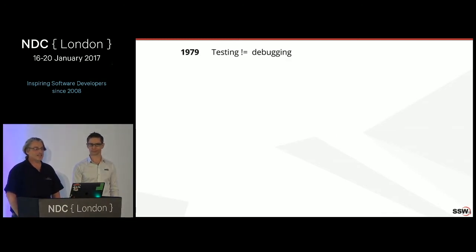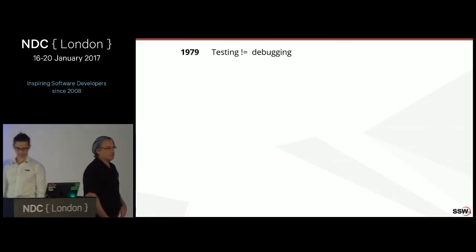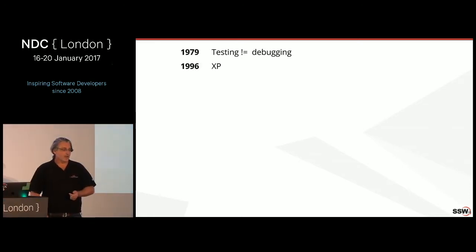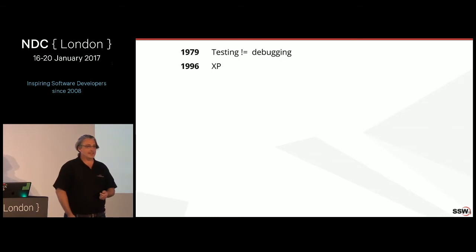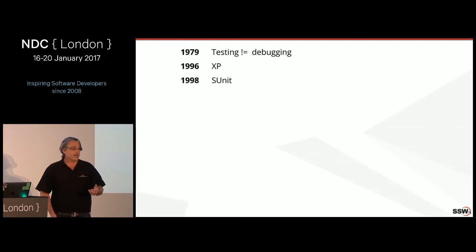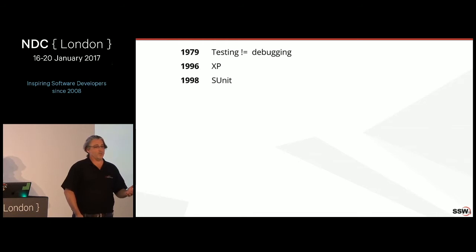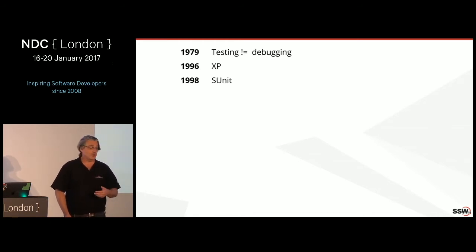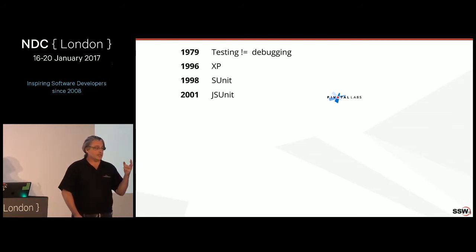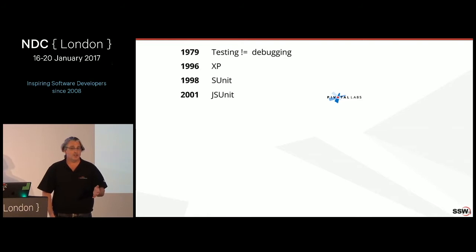So just before we start, a bit of history. It was 1979 when testing was first differentiated as a different practice from debugging. So we've been doing this a while now. In 1996, Kent Beck wrote about extreme programming, or XP, which had a real focus on testing. And in 1998, he released SUnit, which was the first of the XUnit frameworks, which a lot of the current frameworks are still based upon. In 2001, Pivotal Labs did a JavaScript port of SUnit for JSUnit, and keep an eye out on Pivotal Labs.